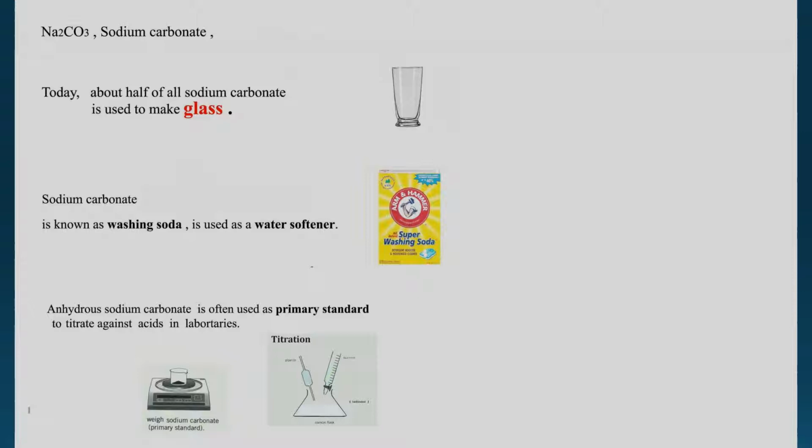Half of the sodium carbonate used is to make glass. It is being used for washing soda. It is used as a water softener. And the dry form of sodium carbonate will be used as our primary standard for titration, as we learned in our early titration topic.